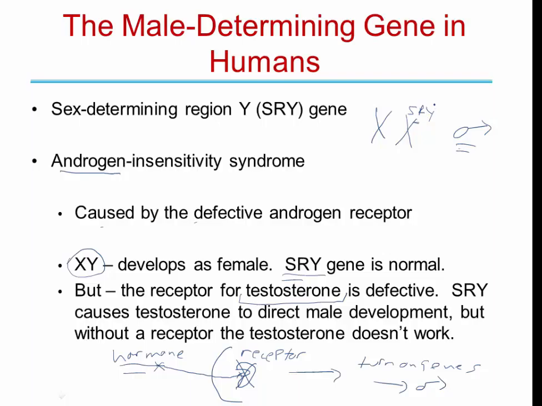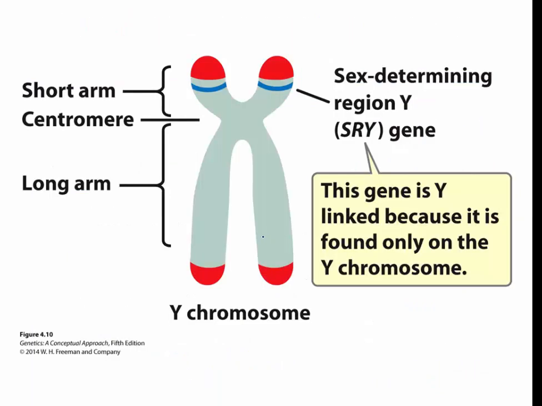And this SRY gene, normally on the Y chromosome, through a series of events, leads to testosterone expression. Now, if you're really interested in that, which is very interesting, take developmental biology. And you can learn all about how sex develops and how the different hormones work. And it's a very interesting class and subject.